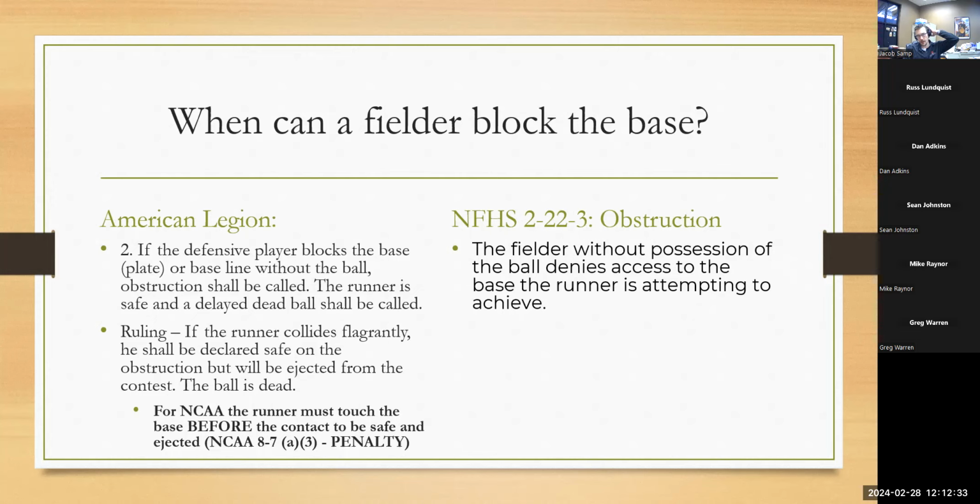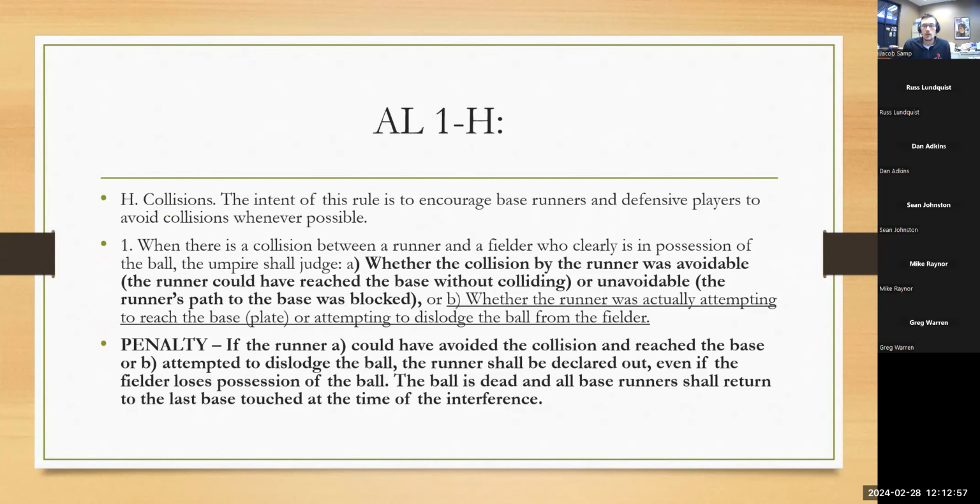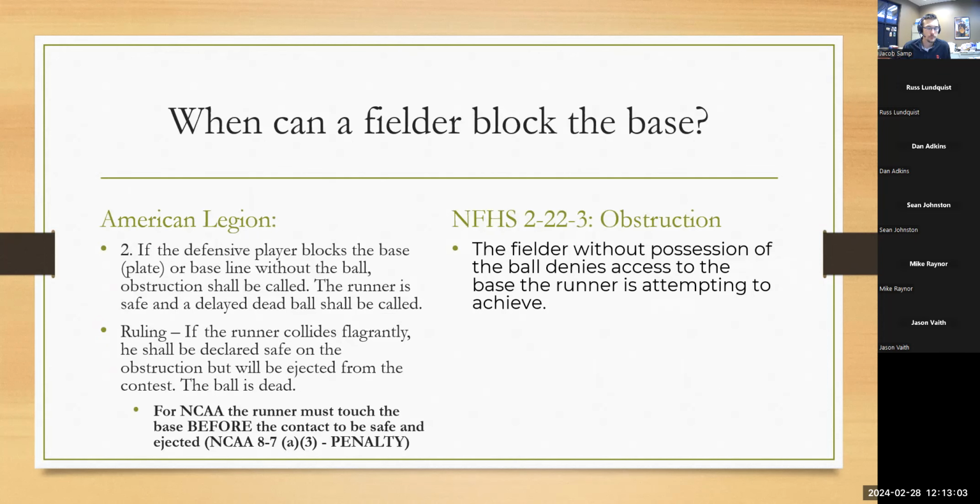Now, I know we got a handful of NCAA umpires in here, and I just want to stick this little side note in here. In NCAA, the runner must touch the base before the contact. And there's the rule reference there. So Jake, just to clarify, Legion's the only rule set where if the catcher is standing in the middle of the baseline and R3 blows him up on his way to the plate before he touches the plate, he would be considered safe and then ejected. Otherwise, everywhere else we're getting the out and the ejection. Correct? Yes. Okay.